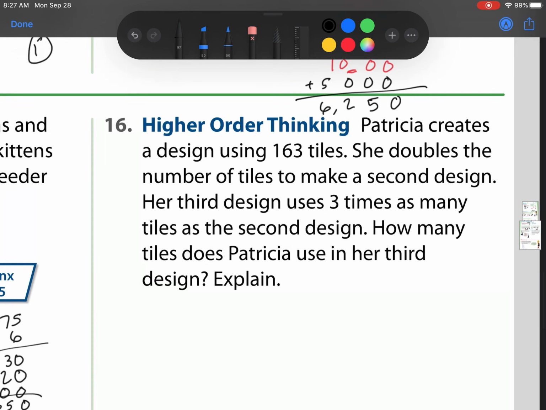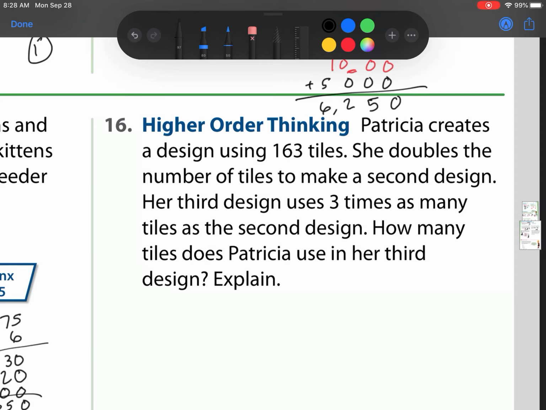Off to number 16 now. Patricia creates a design using 163 tiles. She doubles the number of tiles to make a second design. Her third design uses 3 times as many tiles as the second design. How many tiles does Patricia use in her third design?